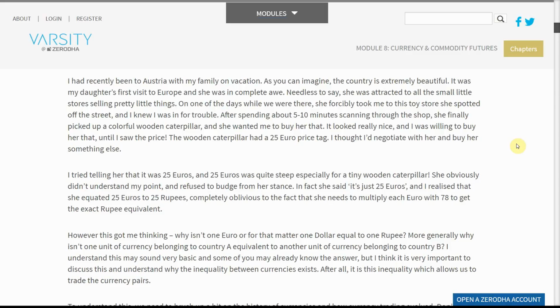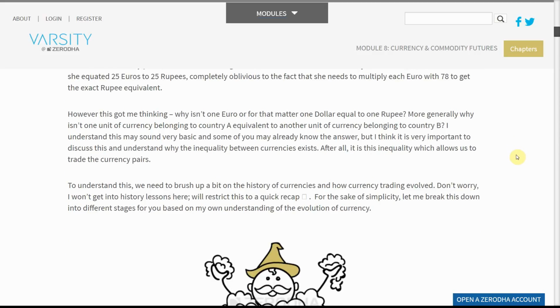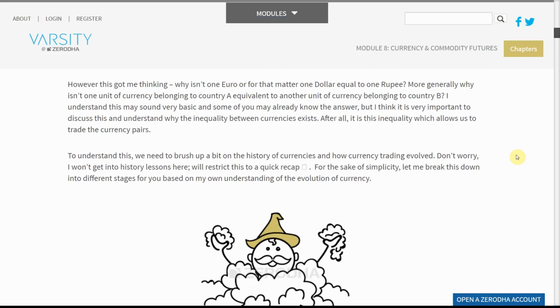She obviously didn't understand my point, and refused to budge from her stance. In fact, she said, "It's just €25." And I realized that she equated €25 to 25 rupees, completely oblivious to the fact that she needs to multiply each euro with 78 to get the exact rupee equivalent. However, this got me thinking, why isn't €1 or for that matter $1 equal to 1 rupee?